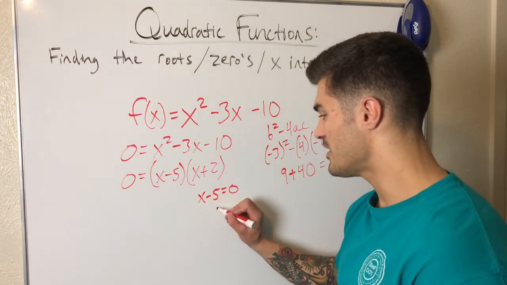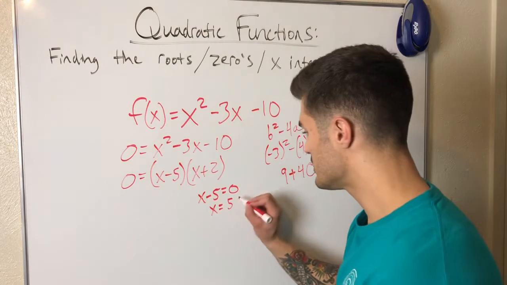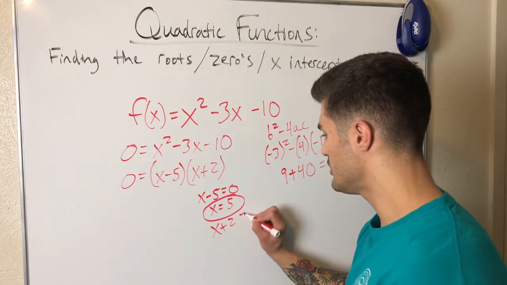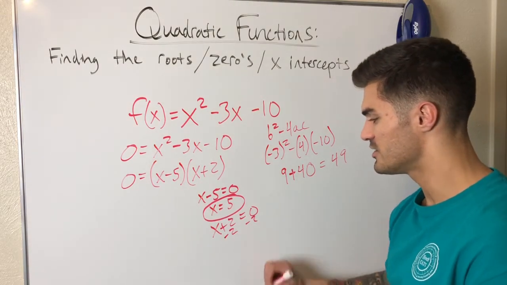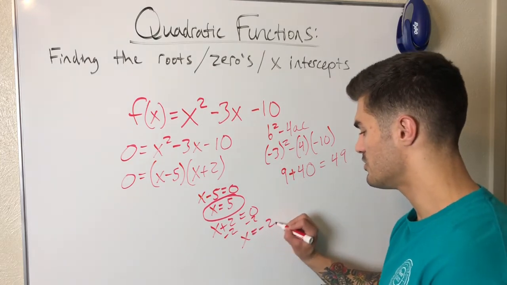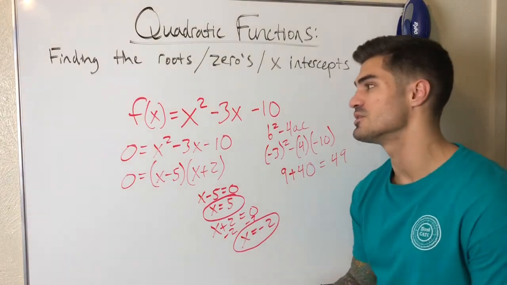For this one, I can add 5 to both sides, and I just get x equals 5. So that's 1 root, right? Then I have x plus 2 equals 0. I can subtract 2 from both sides. That gets the x by itself, and that gives me x equals negative 2. So these are my 2 real roots for this quadratic function.